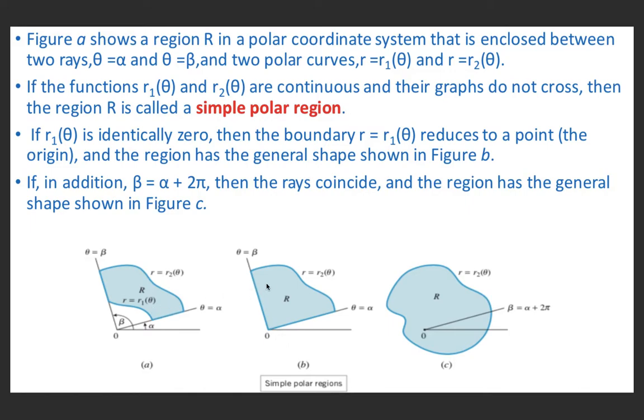If this angle beta is equal to alpha plus 2 pi, alpha plus 2 pi means this is the alpha, plus 2 pi means this complete rotation. If beta is equal to alpha plus 2 pi, then the ray theta equal to alpha and theta equal to beta coincide, and the region has this shape. Here this is the line theta equal to alpha and theta equal to beta, where beta is equal to alpha plus 2 pi. Here r1 of theta is 0 and this is the boundary r equal to r2 of theta. So these are some simple polar regions.